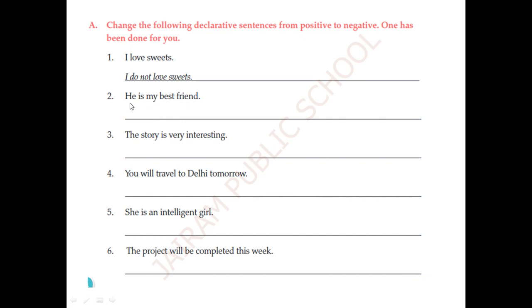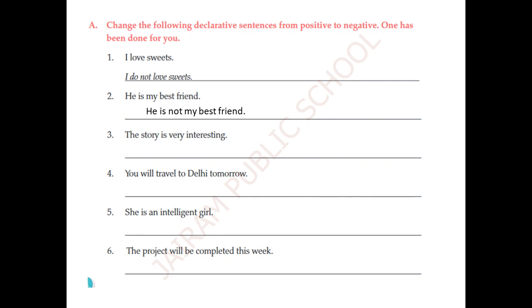The second sentence. He is my best friend. I hope this sentence will be very easy for us, right? Because there is no confusion, only one helping verb is there. So we simply add not to the sentence to make a positive sentence into negative form. How do you change it into negative form? He is not my best friend. Come on, cheer up, my dear children. He is not my best friend.